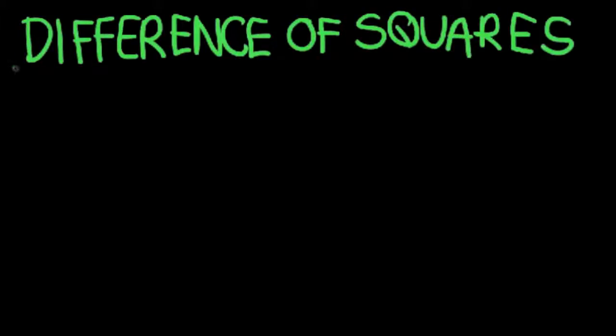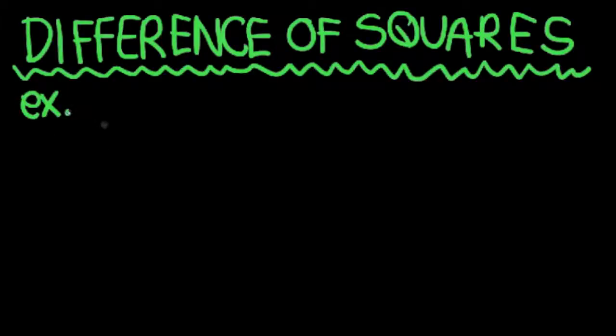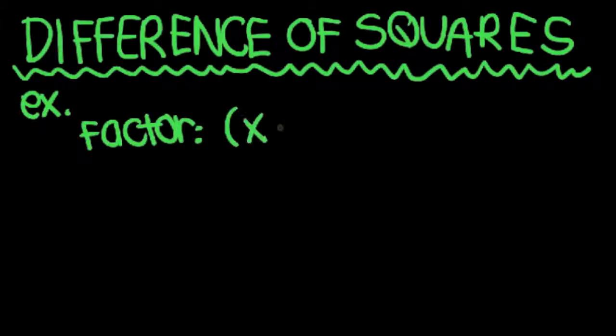Now, there are many branches of factoring. Let's talk about difference of squares. Difference of squares is just a factoring made a little more complicated because there's no middle term. There's no bx. So let's factor x squared minus 4.